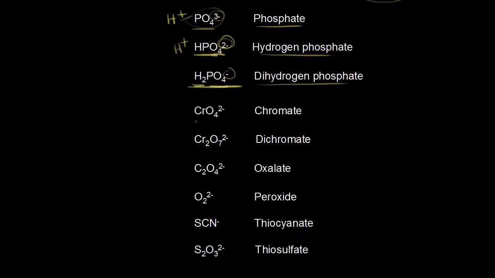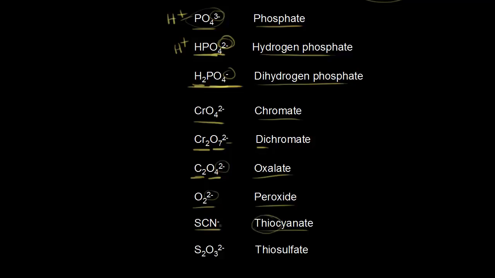So we have CrO4 2 minus, which is called chromate. And if we have two chromiums, so Cr2O7 2 minus, this is called dichromate. Next, C2O4 2 minus is called the oxalate ion. And O2 2 minus is called peroxide. And here we have SCN minus, which we call thiocyanate.